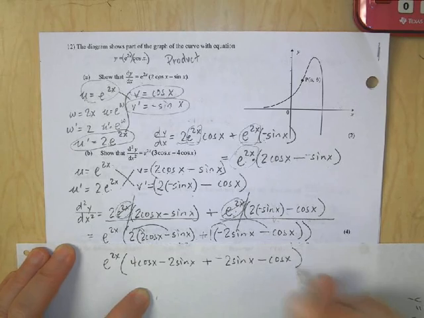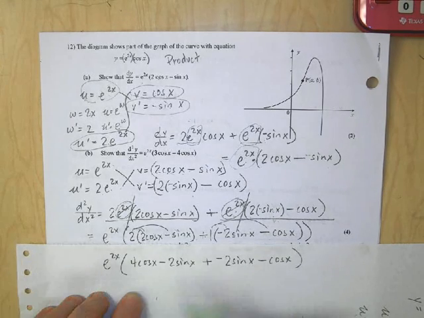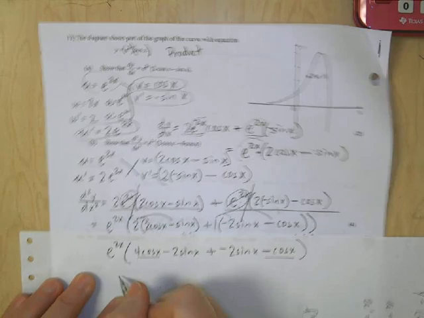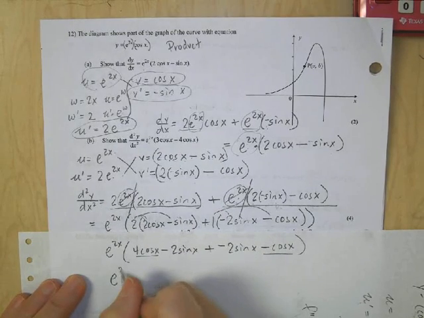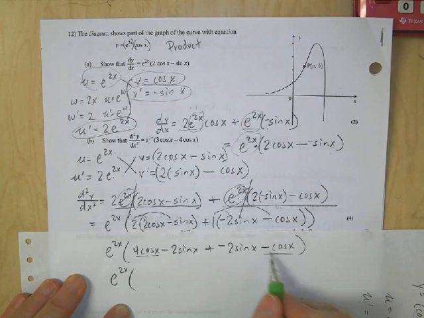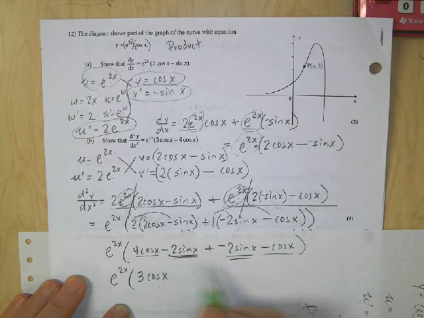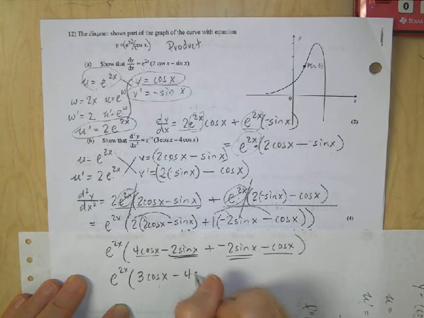Drop my parentheses. Now I can combine like terms. 4 cosine x minus cosine x. So I have e to the 2x. 4 cosines minus a cosine gives me 3 cosines. And then my sines with my sines. Negative 2 plus negative 2 is negative 4 sine x.